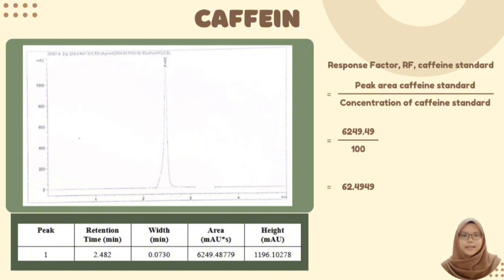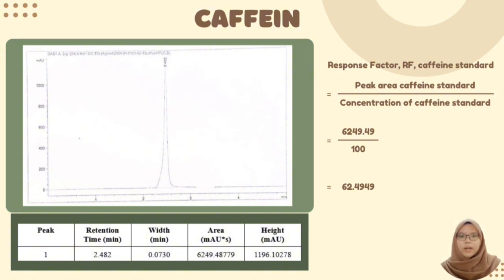First things first, let's take a look at how to find the RF, which is the response factor of the caffeine standard. Firstly, we have to divide the peak area of the caffeine standard by the concentration of the caffeine standard. As you can see above, the peak area of the caffeine standard is equal to 6,249.49, and then we will divide it by 100.